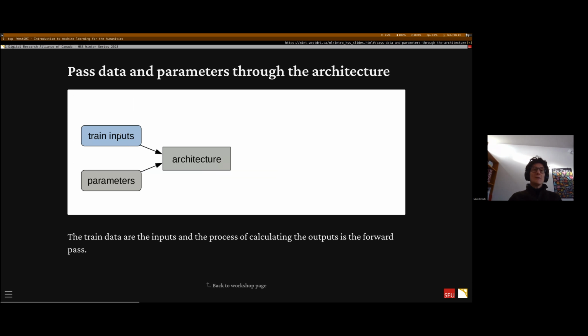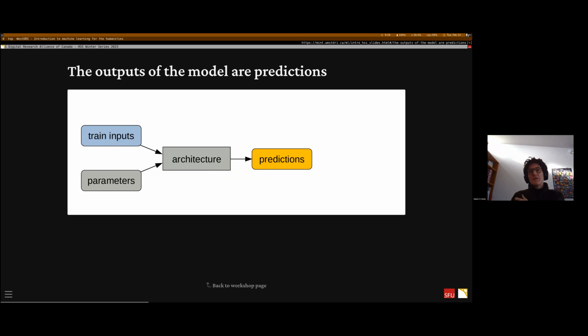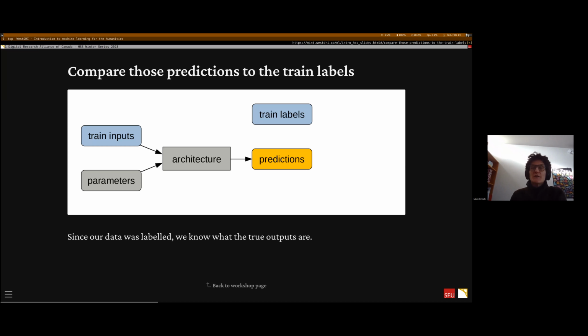So you take the train inputs, and along with the parameters that you've set at random or you got from some other model, you pass that through your architecture. So you run this through the architecture and you get some predictions. You pass some X's through the architecture along with some parameters and you get some Y's. But because you have labeled data, you know the true labels for your inputs. So if you pass a bunch of images, you know actually which ones have dog, which ones don't. So then you can compare your predictions, what your naive model has said about dog or no dog, with the true labels to see, okay, was it correct?